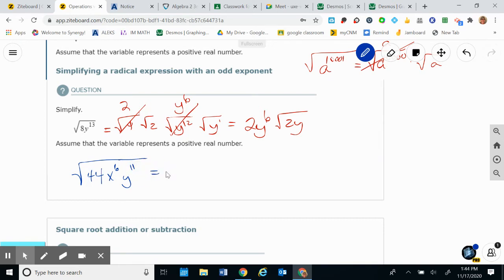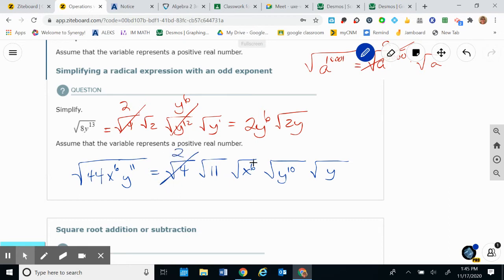Break it up. 4 goes into 44. 4 times 11 is 44. X to the 6th is even, so we can leave it. Y to the 11th, break it down, take it down to the next lowest even number like that. Square root of 4 is 2.